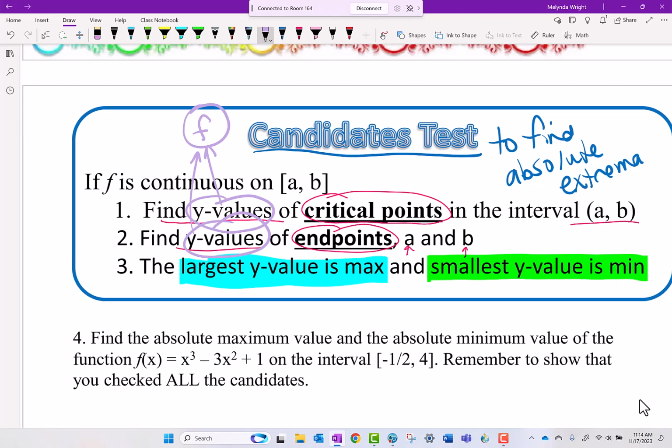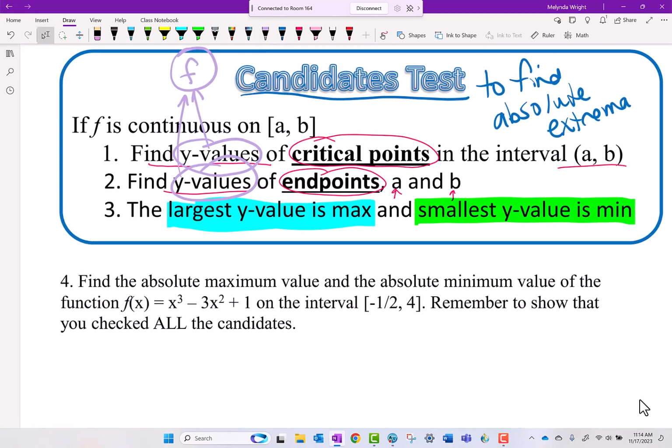So now we have one example, and we're going to work through the candidates test. It says find the absolute maximum and absolute minimum value of that function. It's a polynomial on this interval. Okay, so this is important. This interval is the one we're working with. So let's look at the candidates.